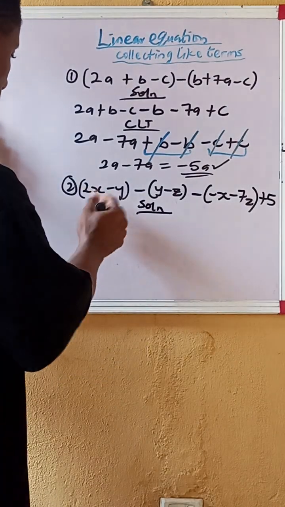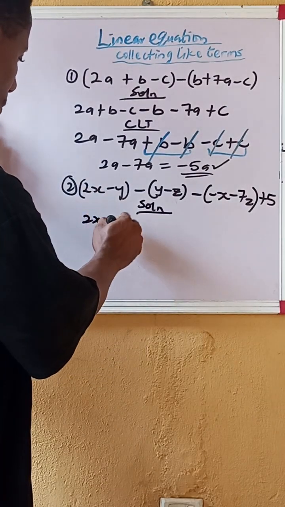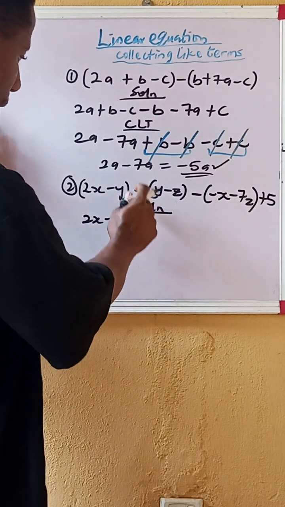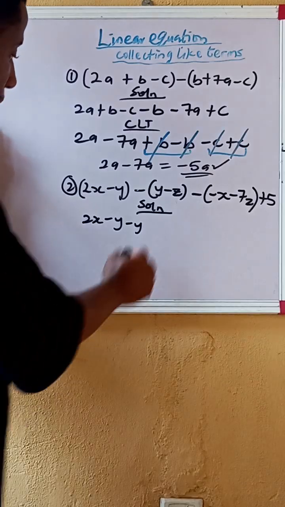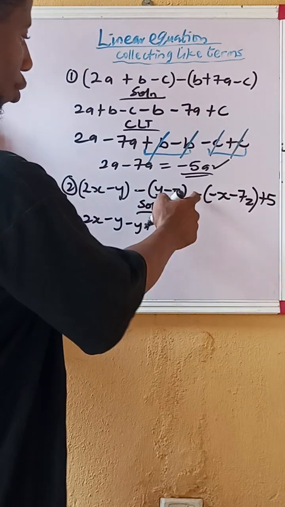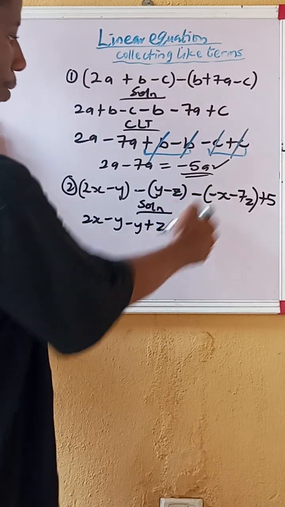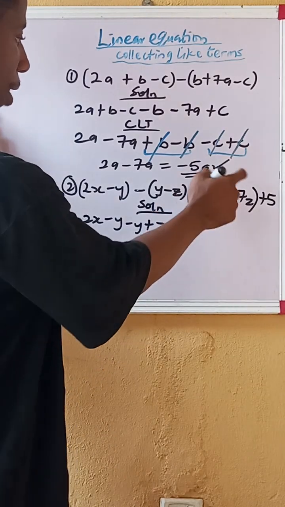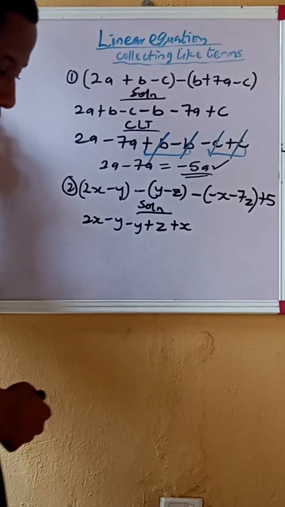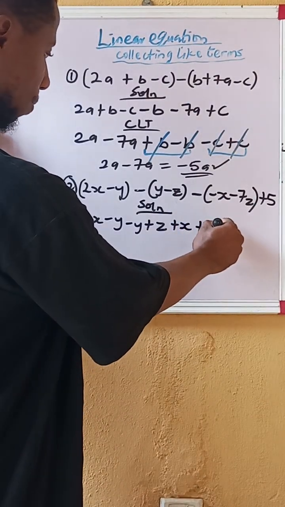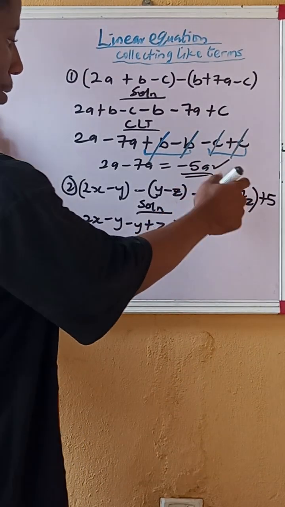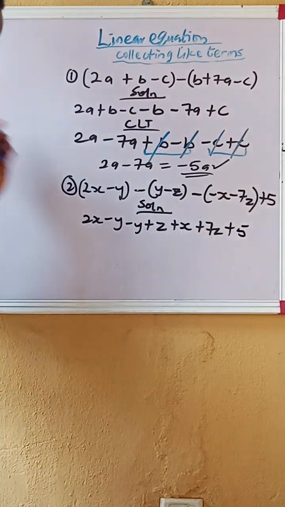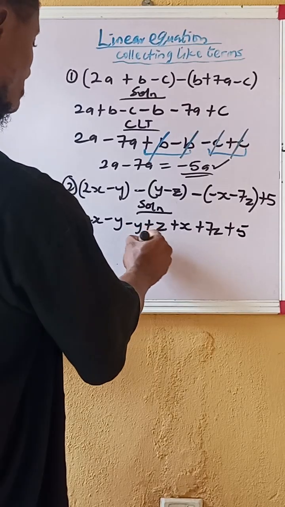So if we open the bracket, we have 2x minus y. Minus times y will give us minus y, minus times minus z will give us plus z. Use this to open the bracket. Minus times minus x will give us plus x. Minus times minus 7z will give us plus 7z. Then we have our plus 5. All right. So the next step is to collect like terms.